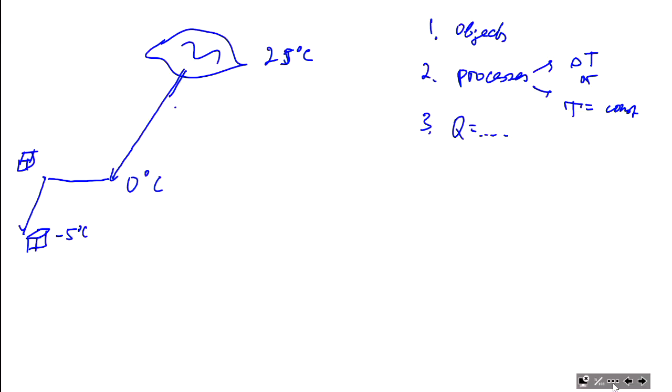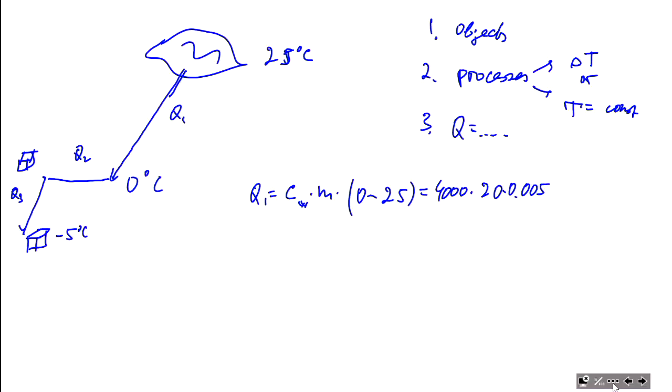And in this situation, we can assign Q1, Q2, Q3 for each process. Q1 should be equal to specific heat of water times mass of water times, for this process, final temperature is 0, but initial was 25. And for water that will be equal to 4,000 joules per kilogram Kelvin. Again, 20 ice cubes, each weighs 5 grams, which is 0.005 of a kilogram, times 25, and a minus. That's going to be joules.